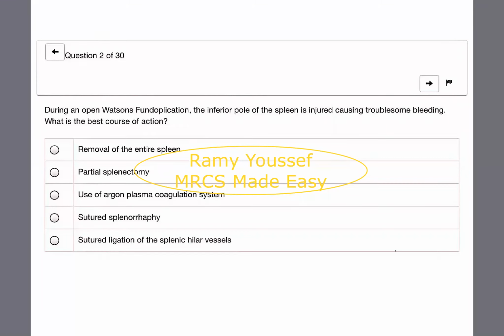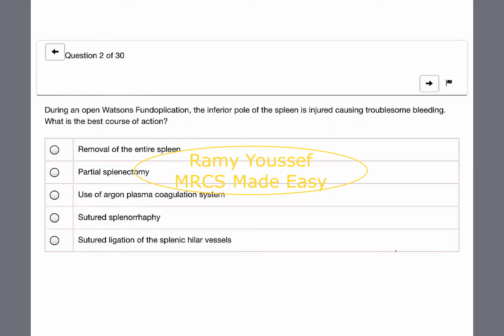So you will not remove the entire spleen. You will not make partial splenectomy because you will make more injury and a bigger wound. You will not suture the spleen or do suture ligation, or ligate the splenic hilum. The only one here, by exclusion, will be use of argon plasma coagulation system. You will not make partial removal, or ligate the splenic hilum, or suture the spleen. You will make more injury.